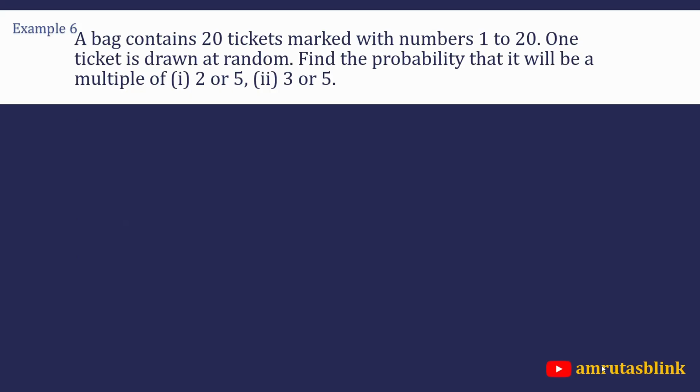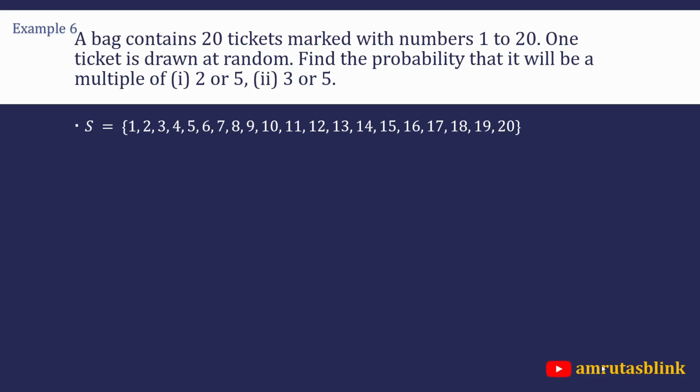Let's move to example number 6. A bag contains 20 tickets marked with numbers 1 to 20. One ticket is drawn at random. Find the probability that it will be a multiple of 2 or 5, and in the second case that it will be a multiple of 3 or 5. So let's say there are 20 tickets in a bag. In the sample space we will have all the 20 numbers, that is 1 to 20. Hence the total number of outcomes in the sample space, n of S, is equal to 20.